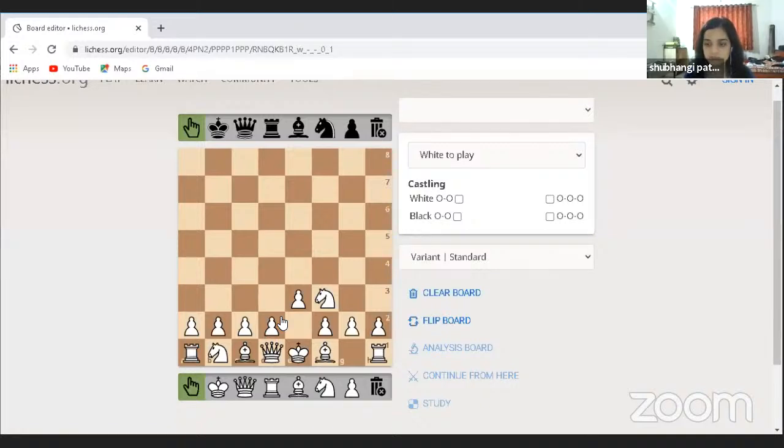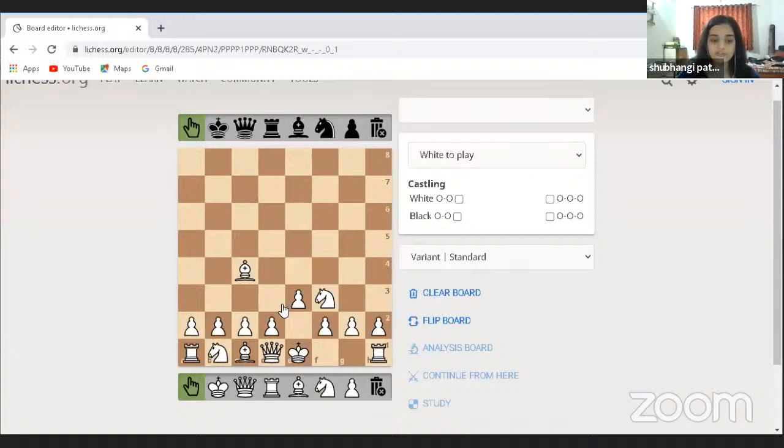Okay, so let's start. Let me put my bishop from here to here. Now what will we call this square? Which alphabet is here? C. And which number is there? 4. So what will it be? B, C, 4. Why B? Because bishop stands for B. We have written that just now. So it will be bishop C4. B, C4.